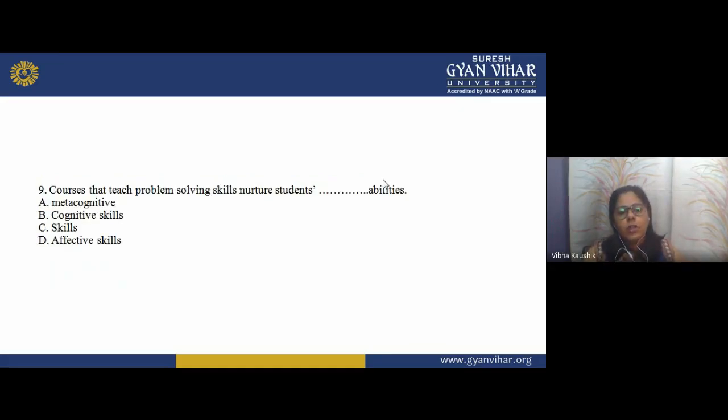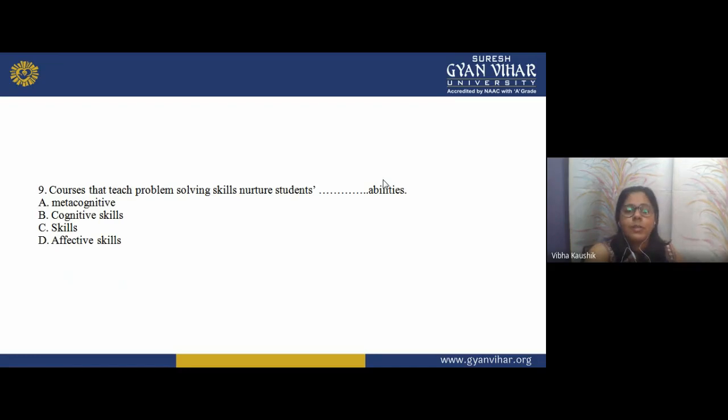Courses that teach problem solving skills means the courses which are designed, formulated in such a way that the students will be able to solve their problems. Courses that teach problem solving skills nurture students' dash abilities. Now, what will that ability be which will be nurtured in the students? Options are A, metacognitive, B, cognitive skills, C, we are talking about skills, or D, effective skills. Which is the correct answer from the choices? Now you have to select the correct one.